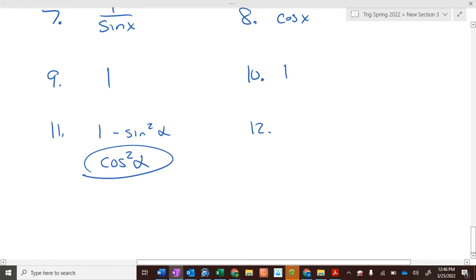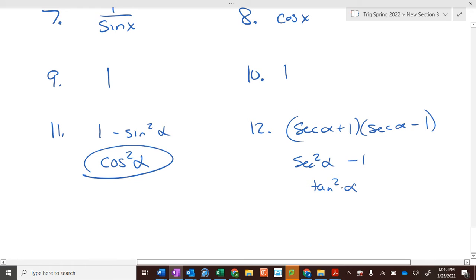Number 12. Okay. We have secant of alpha plus 1, secant of alpha minus 1, right? So if we FOIL, we get secant squared of alpha. Outers and inners are going to cancel here, minus 1. Now, is this a Pythagorean identity of some kind? Which Pythagorean identity is it? Tangent squared of alpha. Okay, because secant squared of alpha equals tangent squared of alpha plus 1, right? So if we subtract 1 from each side, secant squared of alpha minus 1 equals tangent squared of alpha.